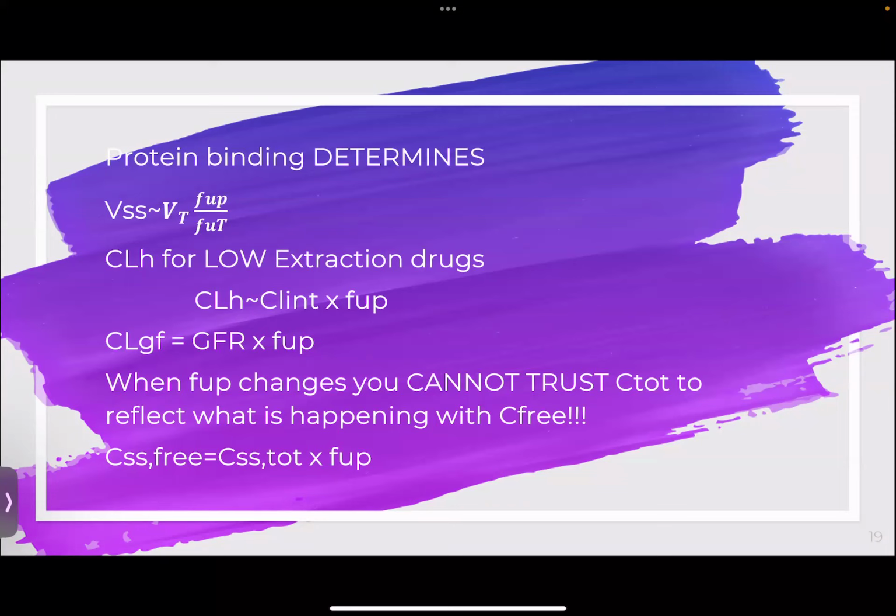If binding changes, we can't trust the total concentration to tell us what's happening with free. Remember, we measure total concentration and we look at total concentrations to determine what's happening with concentration. And we can trust it as long as there's no binding change. Remember, that's what you guys were parroting back to me like the Baptist choir, right? So as long as there's no binding change, you can look at total to tell you what's happening with free. But if there's a binding change, then you have to dig deeper, don't you?